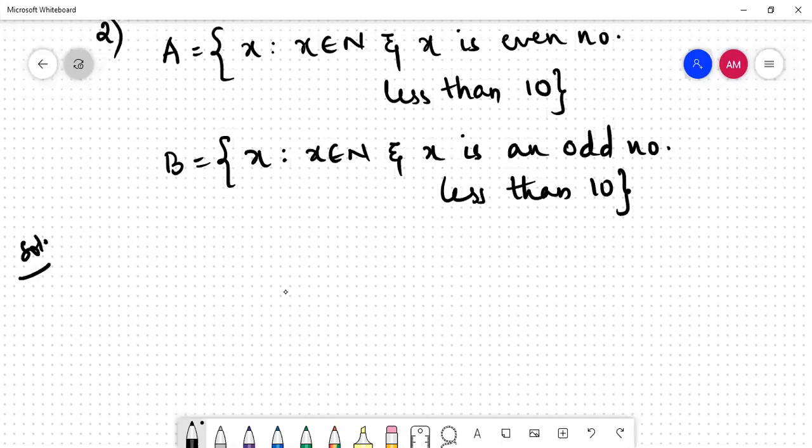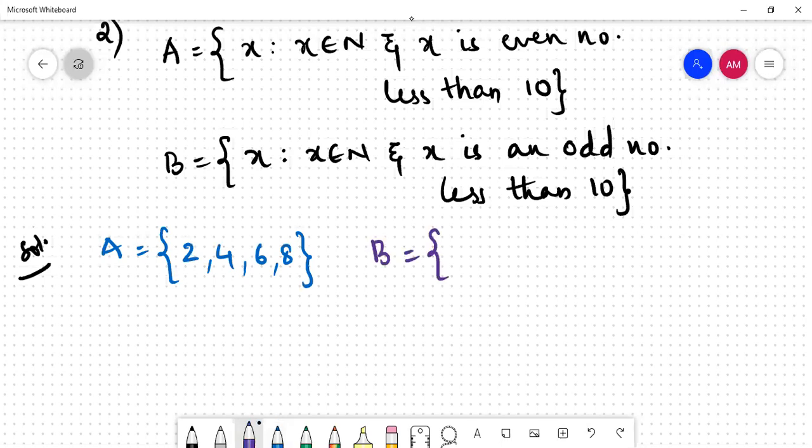Okay, so let us move to the solution. First, what we have to do? We have to write what is A and what is B. A is equal to set containing X is an even number less than 10. Even number means 2, 4, 6, 8. Whether 10 is in set A or not? No, because it should be less than 10. Next, B is equal to set containing X is an odd number less than 10. Odd number means 1, 3, 5, 7, 9.